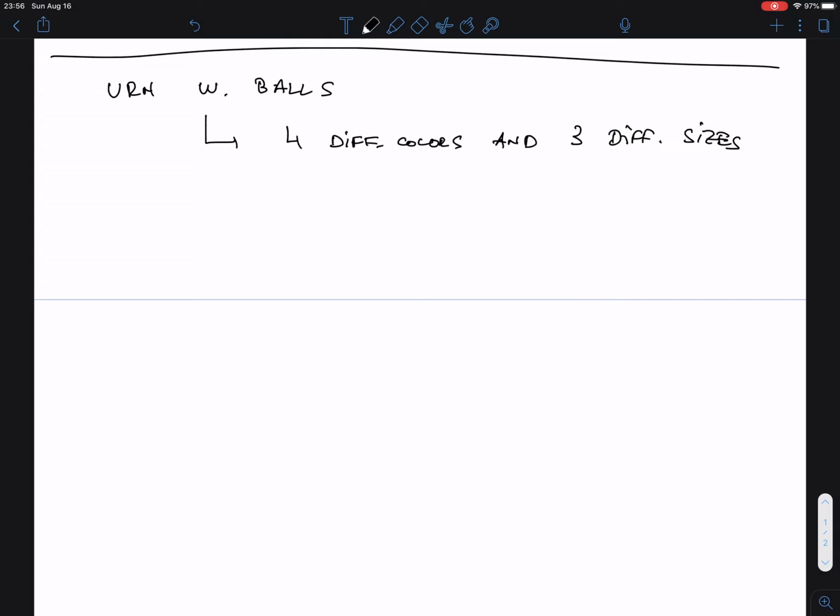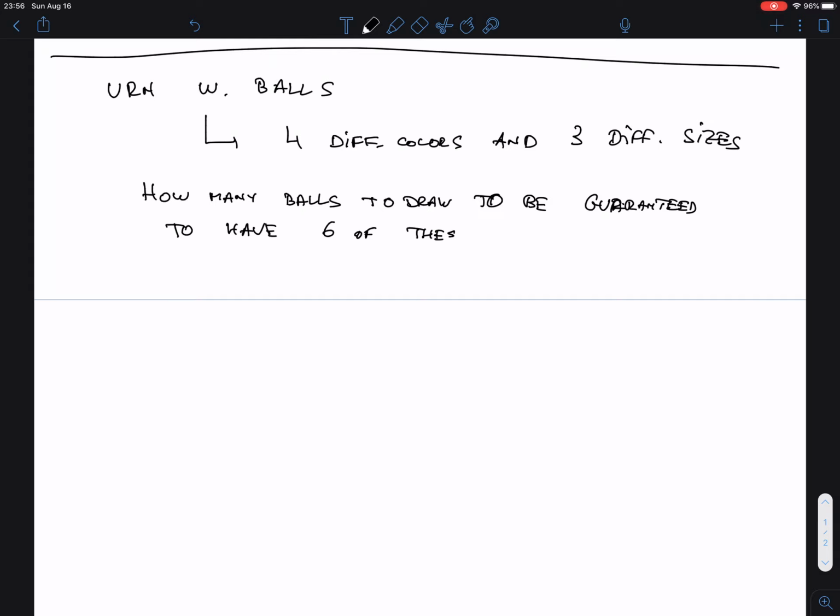So the question now is: how many balls do I have to draw to be guaranteed, no matter how I draw them, and remember you cannot see what you're drawing, to have at least 6 of the same? Let me just put it simply like that.